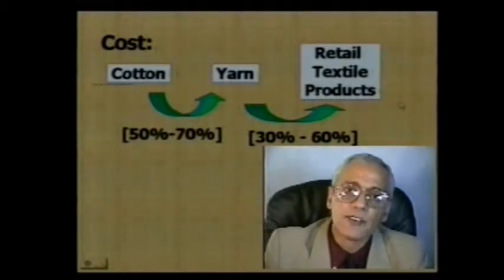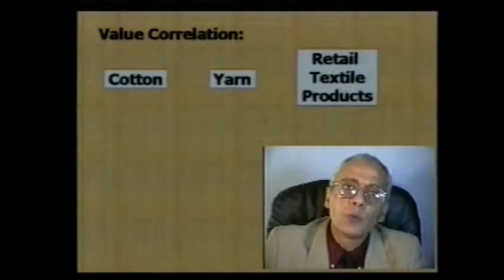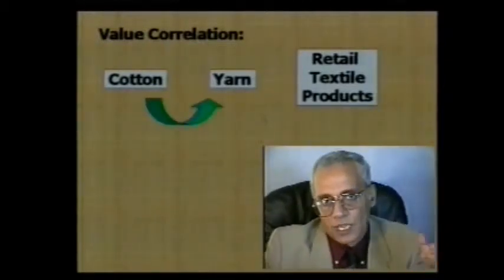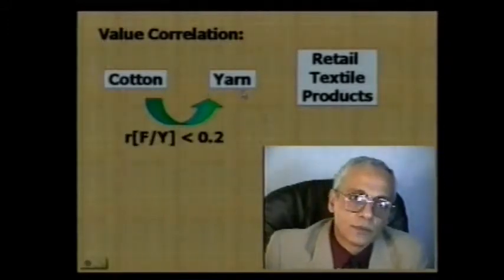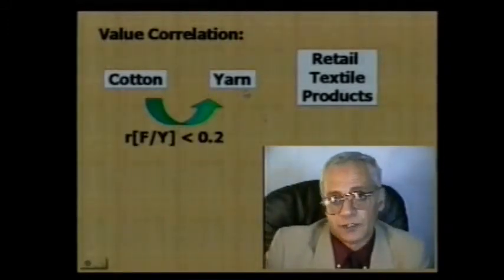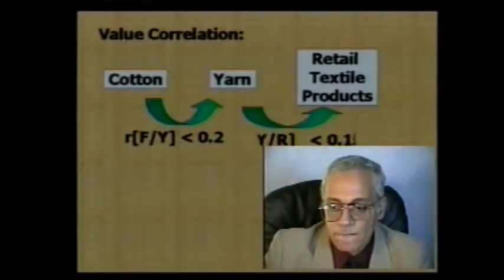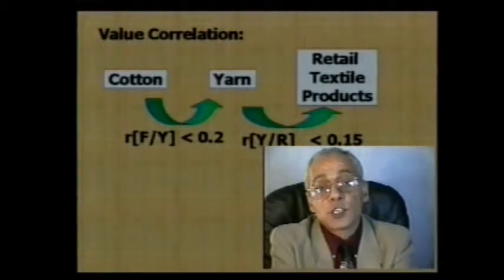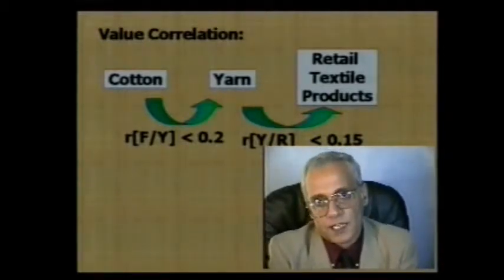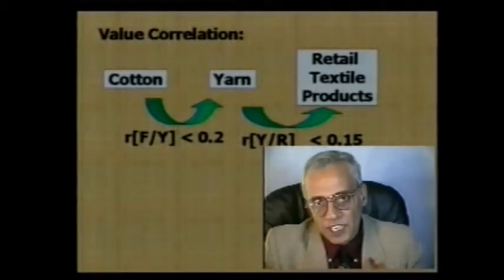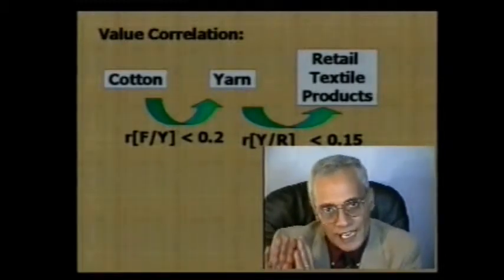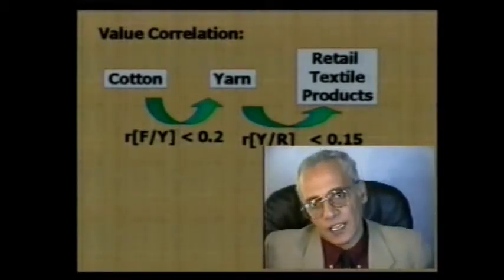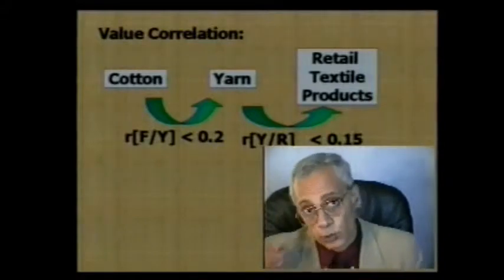Following this scheme here, if we look at the value now, we will find that the correlation between the value of fibers or cotton and the value of yarn is almost insignificant. And the correlation between the value of yarn and the retail product is also insignificant. One exception to that is the very, very fine yarn, which has a very specific market niche. So we know that we're making this fine yarn to be used in high quality product.